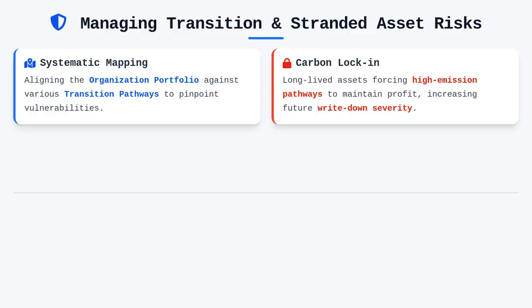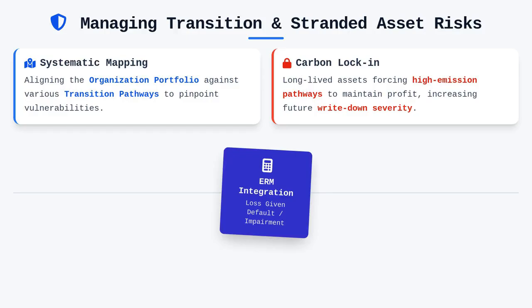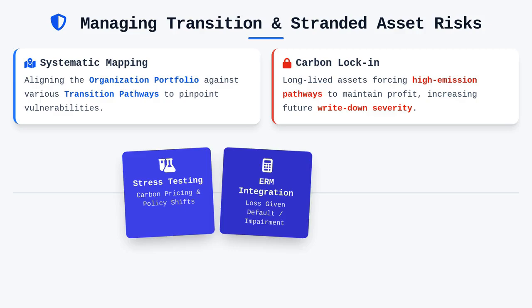By integrating these considerations into enterprise risk management, firms can begin to measure the loss given default or impairment risk associated with individual asset classes. This involves rigorous stress testing against scenarios where carbon pricing or policy shifts accelerate the abandonment of specific energy sources.